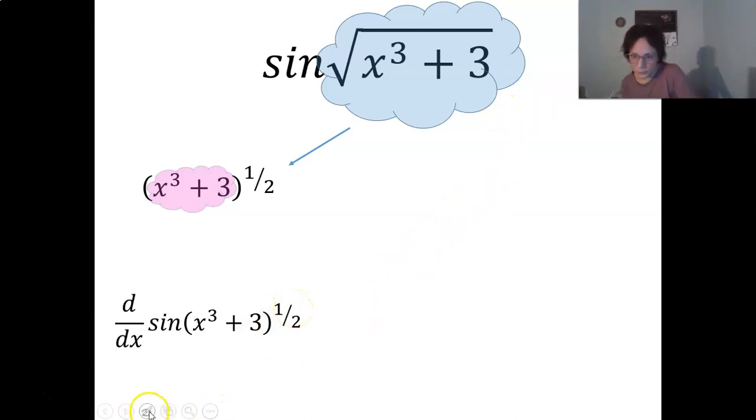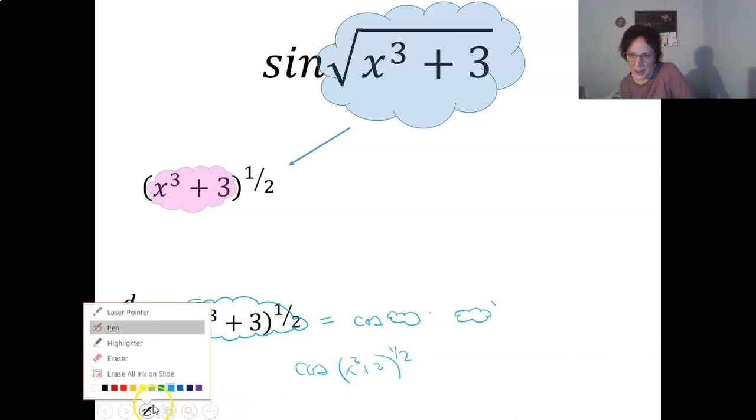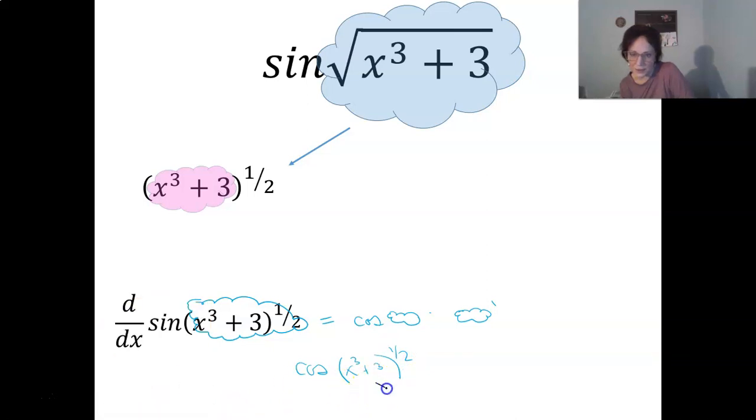Okay, so I have the sine of a cloud. My derivative is going to be the cosine of that cloud, and then I'm multiplying by the derivative of that cloud. So this is where the chain rule really becomes obvious. So I have the cosine of x cubed plus 3 to the 1/2. All right. Now I need to take the derivative of x cubed plus 3 to the 1/2.